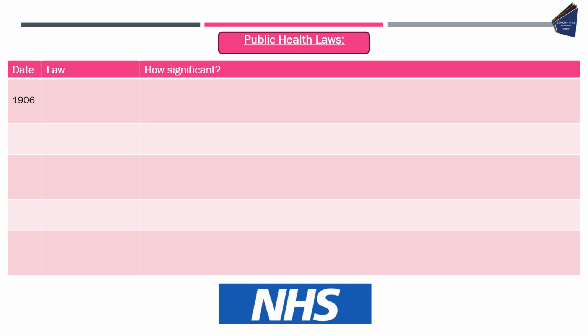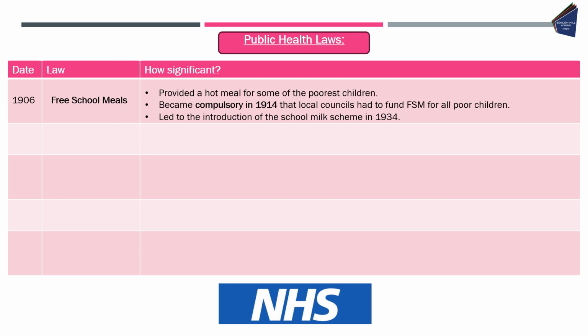The first one, in 1906, is free school meals, and in terms of its significance, it provides a hot meal for some of the poorest children. It became compulsory in 1914 that all local councils had to fund free school meals for children that needed that. An easy way obviously to remember that date is it's the start of World War I, so that might help some of you. And we also get the introduction of the school milk scheme in 1934. Now that is something that is still continuing today. It's something that you will have had or might remember even when you were at primary school. So allowing school children to have access to free milk, and this happens from 1934.